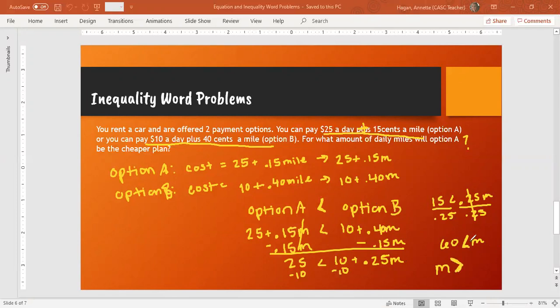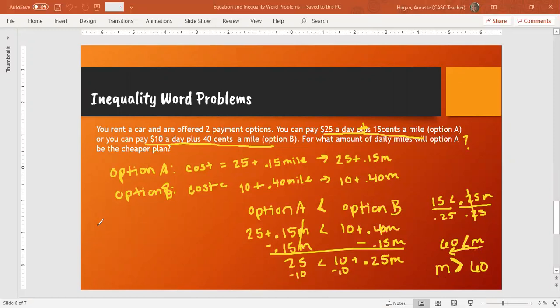I always read these starting with the variable. I read them wherever the variable is. So this one I would read from right to left: M is greater than 60. I just need to make sure this one reads M is greater than 60. Oh, look, it does. Awesome. So again, I always start at the variable, and sometimes I read left to right, sometimes I read right to left. So M is greater than 60.